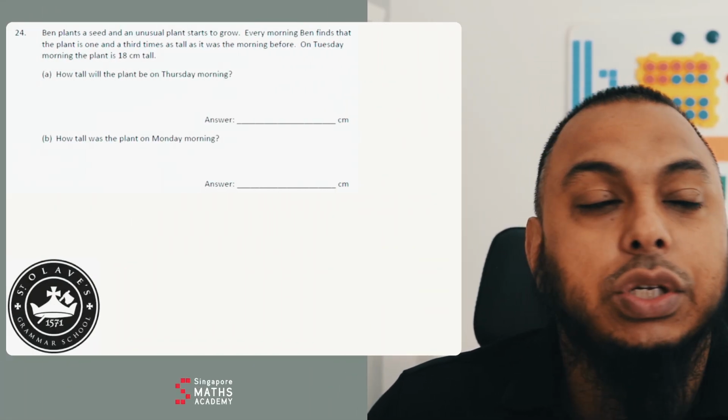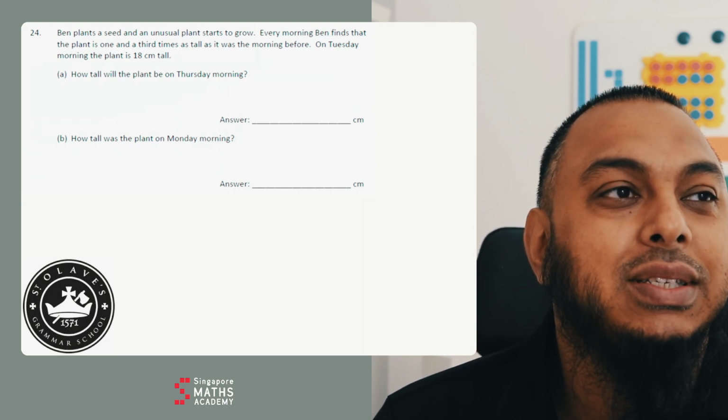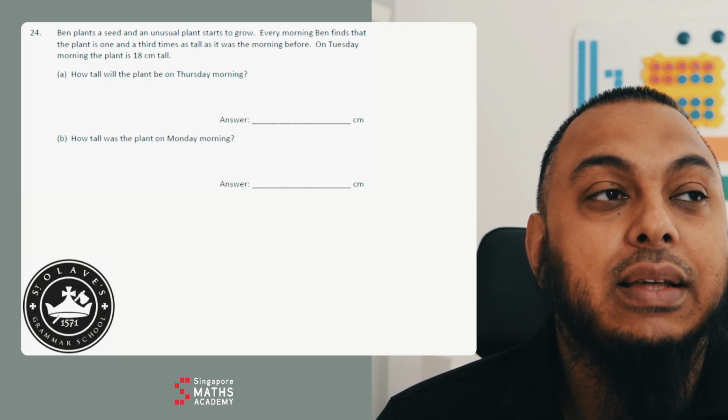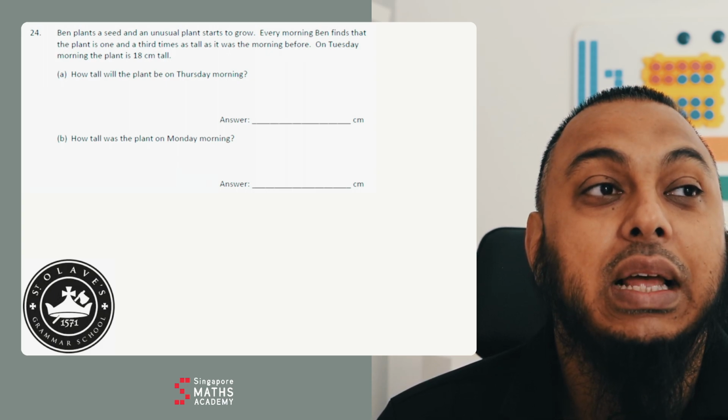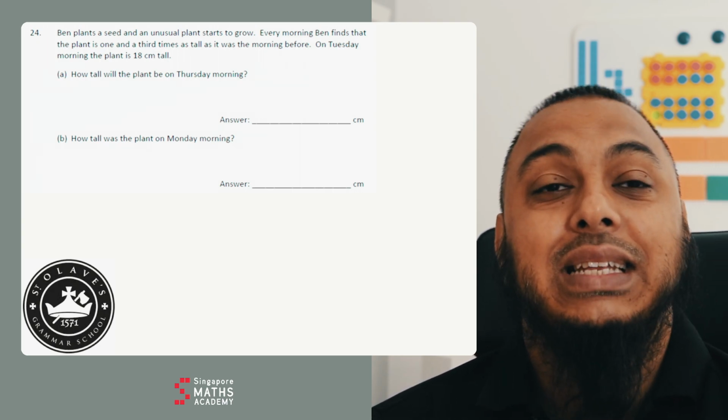Today we're looking at a video that I felt was needed after going through this with our students. The question is: Ben plants a seed and an unusual plant starts to grow. Every morning Ben finds that the plant is 1 1/3 times as tall as it was the morning before. On Tuesday morning, the plant is 18 centimeters tall.